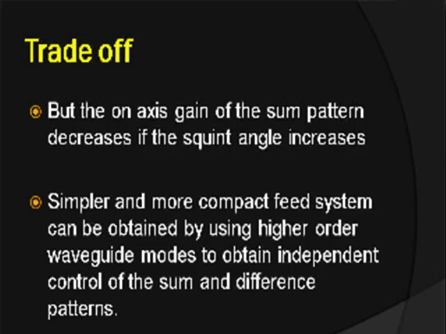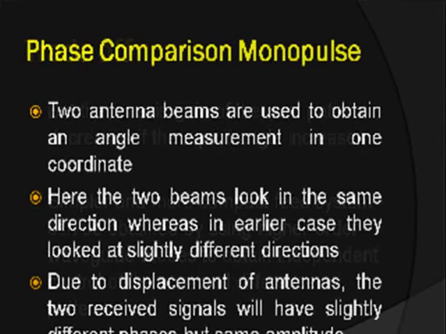But here we go with TE10, TE11, TE20, etc. to get sum and difference channels of the 4 feed horns simultaneously using a single waveguide. Now let us see another type of monopulse, which is phase comparison monopulse.